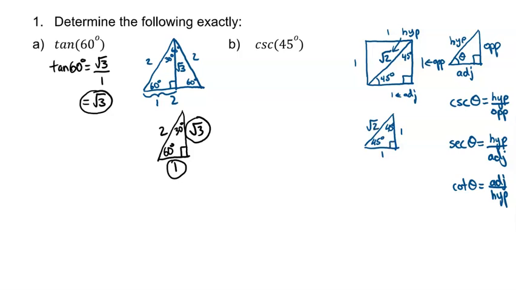Cosecant here is hypotenuse over the opposite. So the hypotenuse, which is root 2, over the opposite, which is 1, becomes root 2 over 1, and we can simplify that to root 2. That is our final answer for cosecant of 45 degrees. And that's all there is to it. Use the special triangles and then set up the ratios as shown.